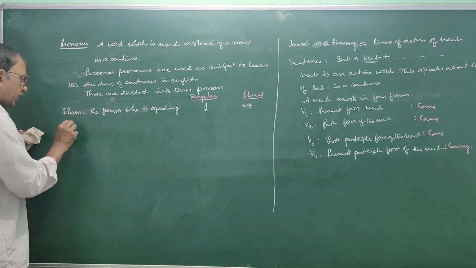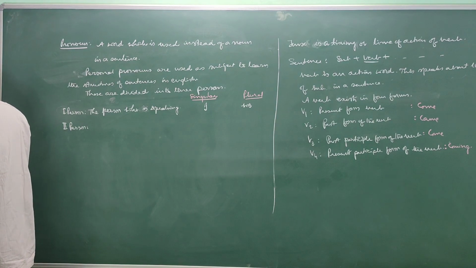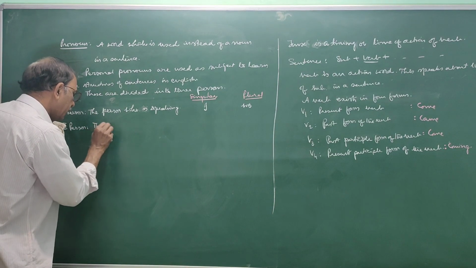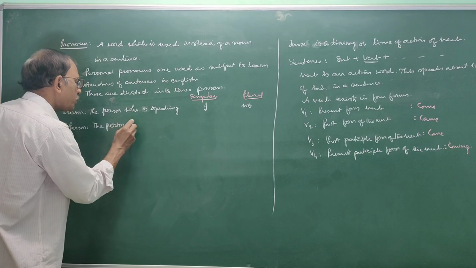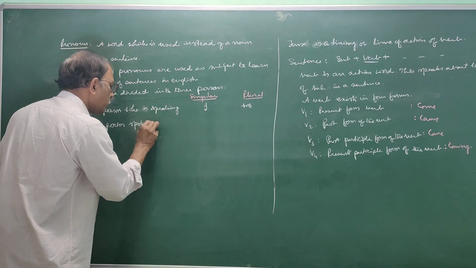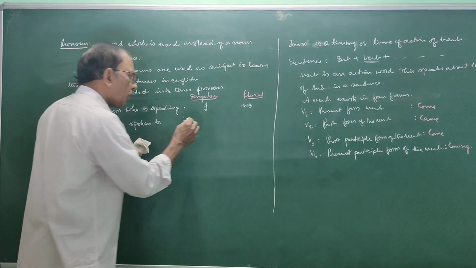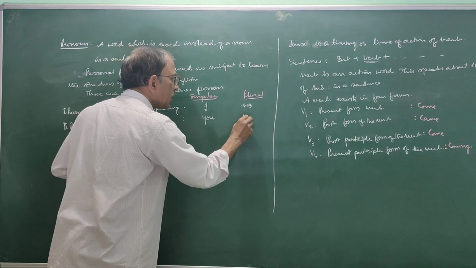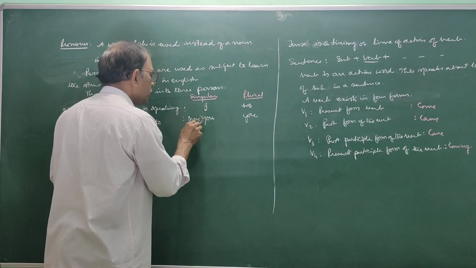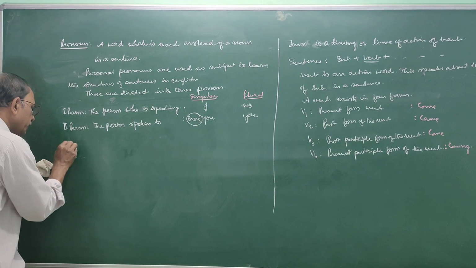Now second person. The person spoken to. So to whom are you speaking? You. Plural is also you. In olden English you have thou. Now we don't use this thou, we use you. Plural is also you.